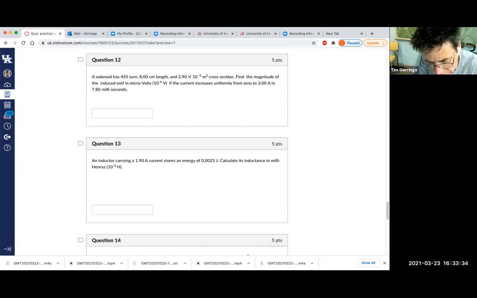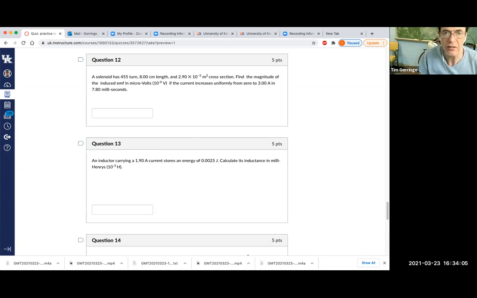Okay, question number 12 is about a solenoid in which we're changing the current over time. We're told the parameters of the solenoid. It's got 455 turns, it's got a length 8 centimeters, and it's got a cross section that's 2.9 times 10 to the minus 5 square meters. And we're told that the current in the solenoid goes from 0 to 3 amps in 7.8 milliseconds. We've got to figure out the induced EMF in the solenoid.